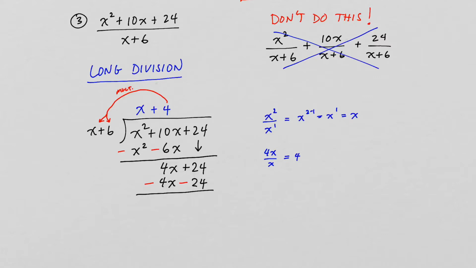And you'll notice that what we have left over here is 0. And this, of course, is what we call the remainder. And the remainder is not always 0. Please understand this. But our answer to this question now is what we have up here. That's the quotient. So when we divide x squared plus 10x plus 24 by x plus 6, the answer that we get here is x plus 4.